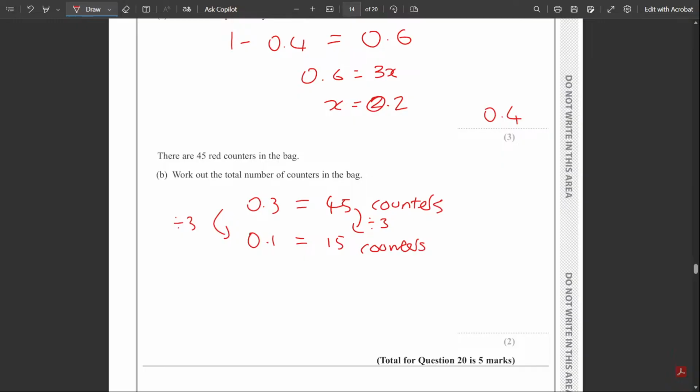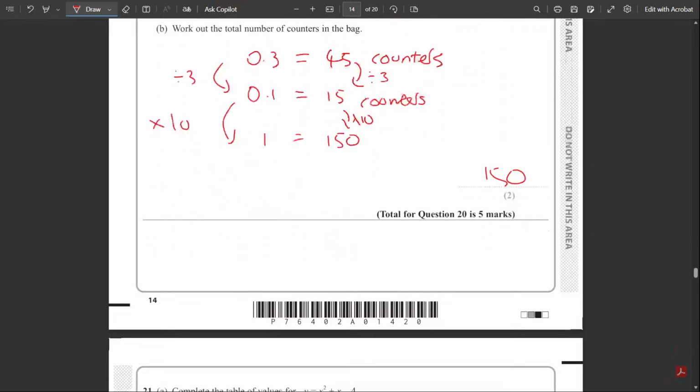What it means is, so 1 times it by 10 gets you to 1, which is 100%. Times this by 10, get 150. There are 150 counters in the bag.